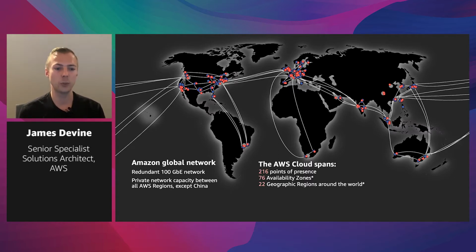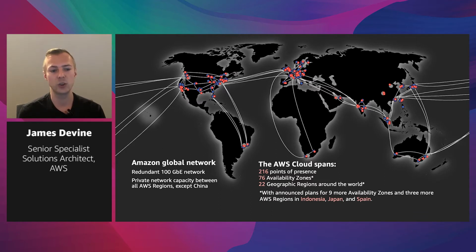And that secure global network has 216 points of presence, which is where CloudFront and Global Accelerator operate out of. And that connects together 22 geographic regions that we have around the world that compose 76 availability zones. So it brings our users to that global capacity that we have in our regions. We also plan to globally expand. We're dedicated to continuing to grow and expand our network. We have 9 more availability zones and 3 more regions planned in Indonesia, Japan, and Spain.